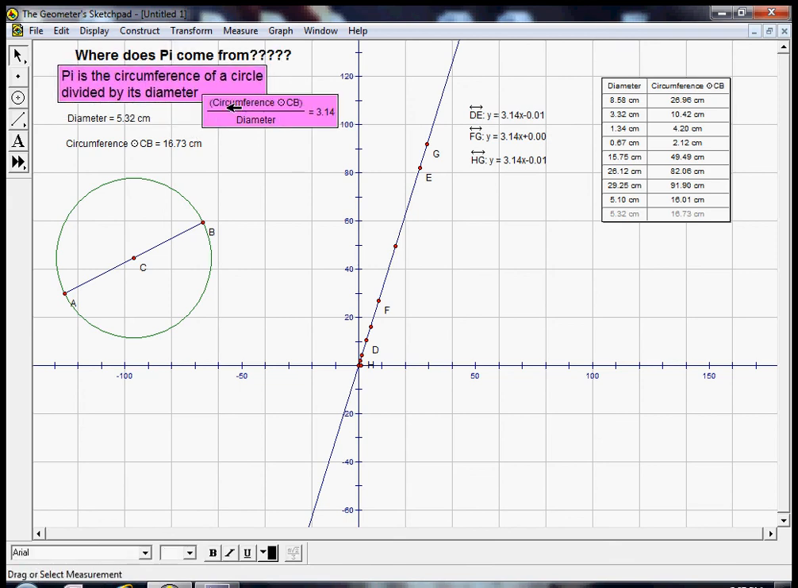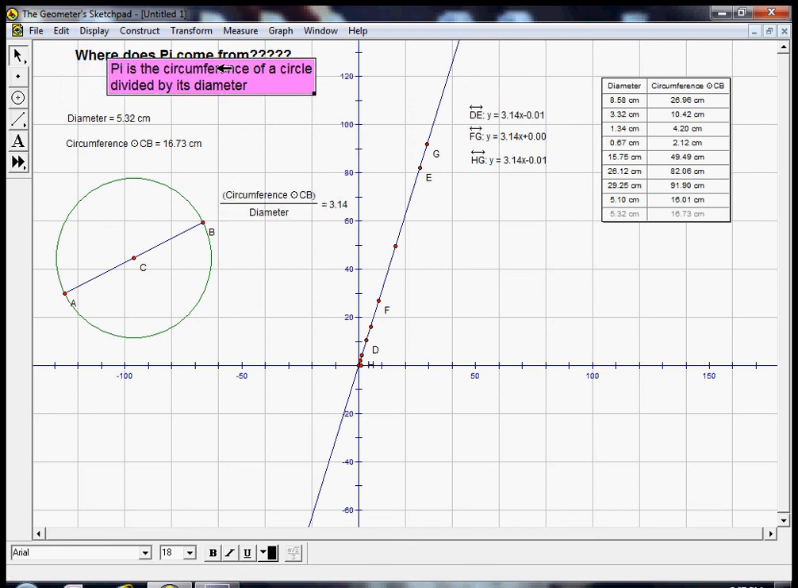Move all this stuff out of the way, so there we are. Where does pi come from? Well, pi is the circumference of a circle divided by its diameter. And there we've looked at it in terms of a graph, in terms of a table, and in terms of an algebraic equation.